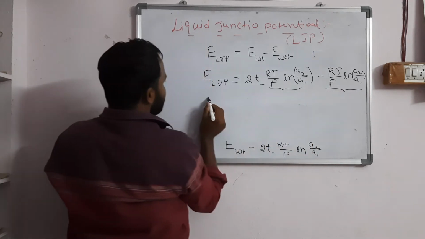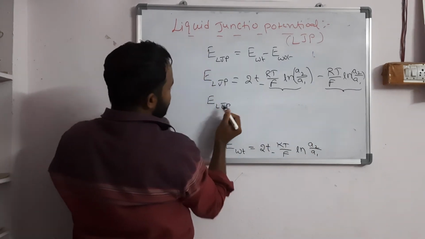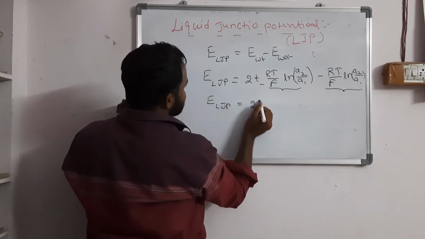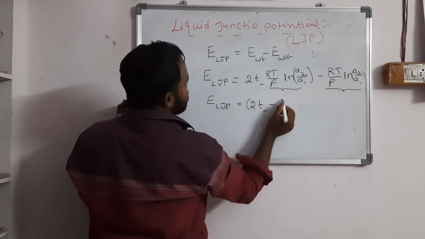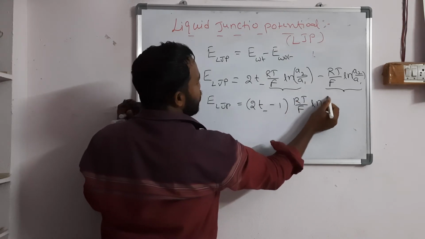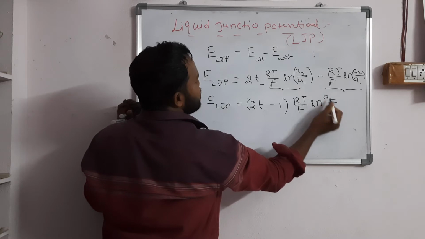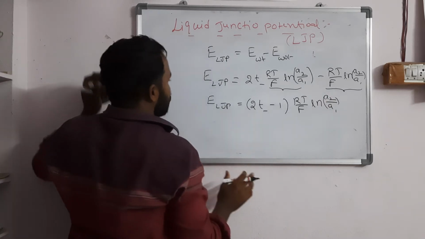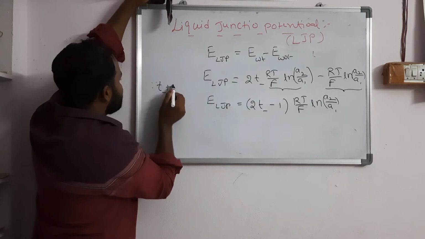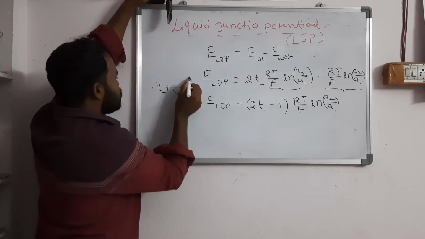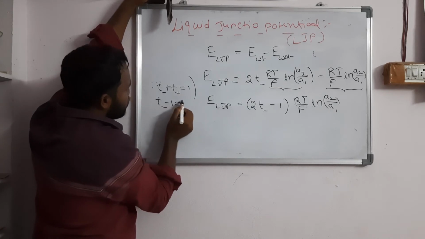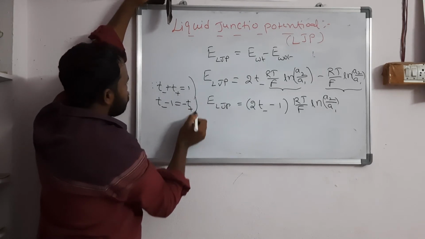Taking this as the common term, E LJP is equal to 2t minus 1 into RT by F into ln of A2 by A1. Yesterday we already discussed that t minus plus t plus is equal to 1. So if I write t minus 1, that is minus t plus we will get.